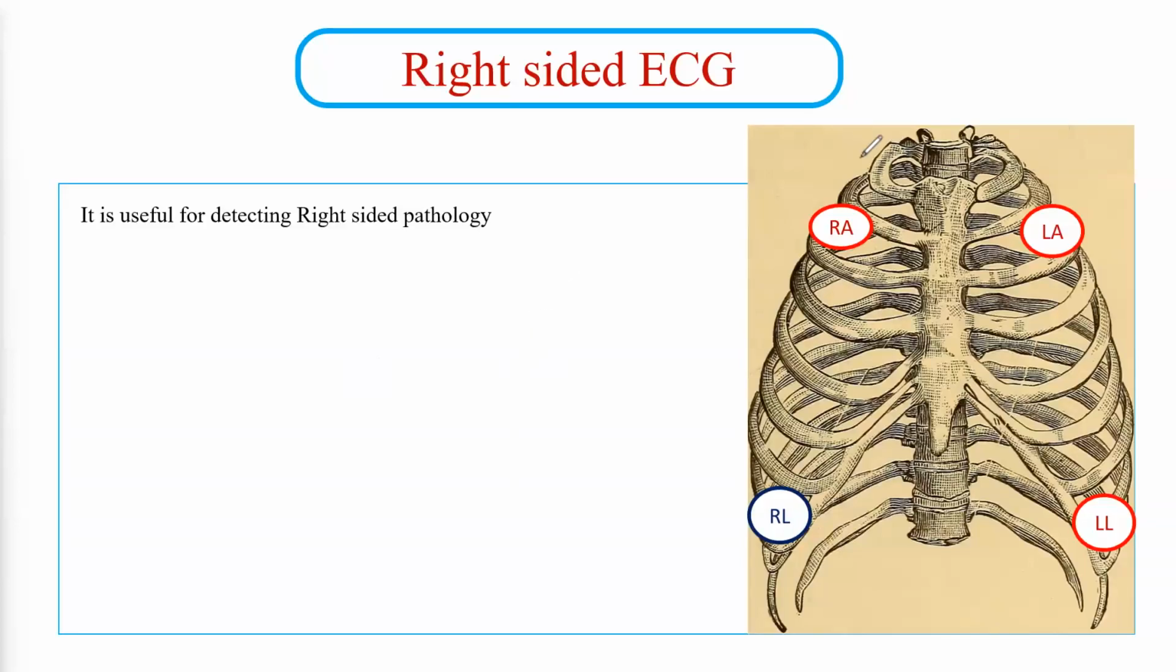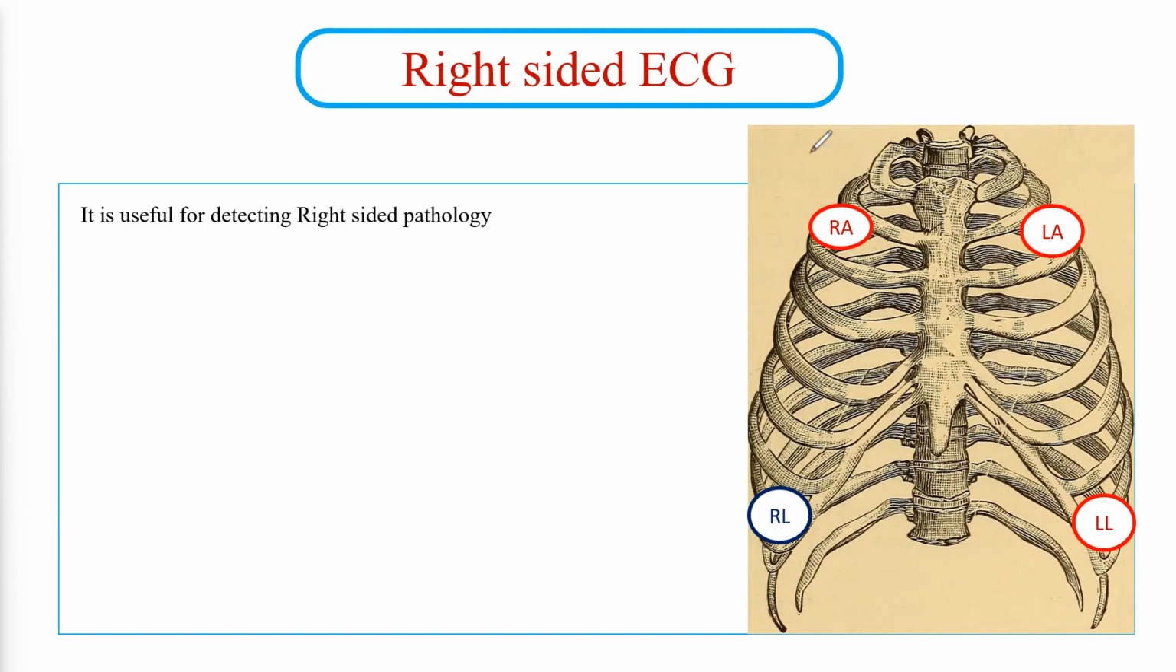In this video, we'll talk about right-sided ECG, how to monitor this. So the usefulness of the right-sided ECG is to detect right-sided pathology. For example, if a patient is presenting with a right ventricular myocardial infarction, it's very useful to do a right-sided ECG to see the ST segment elevation there.